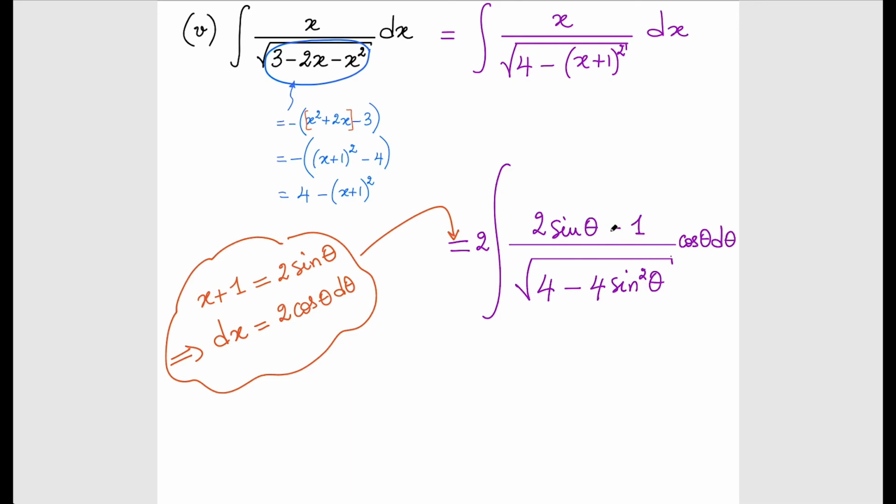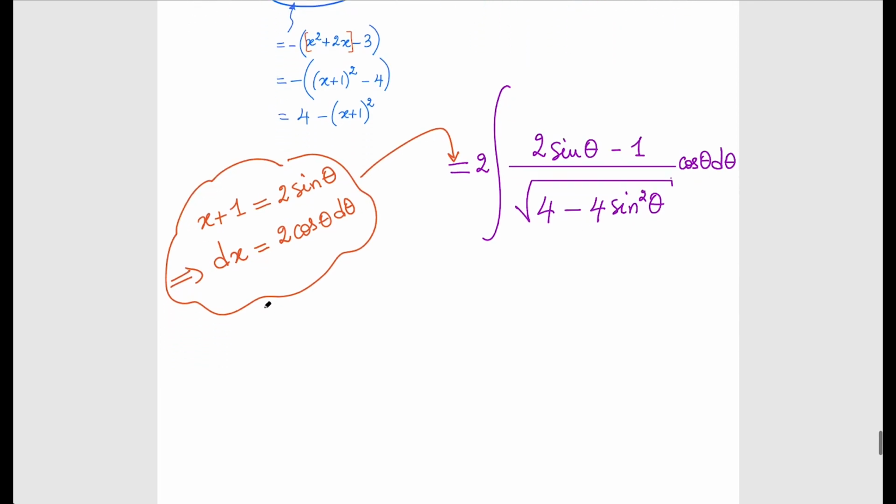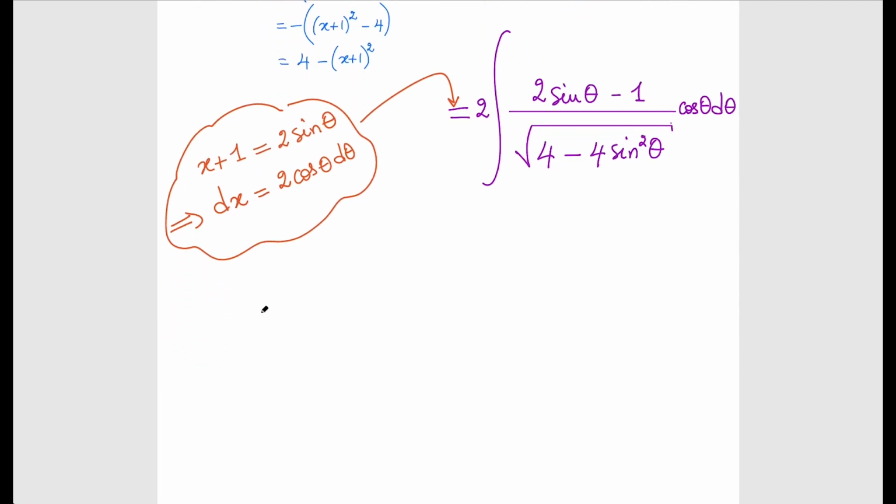Right? So we get this. Okay? Alright, and what's next? So this is equal to 2 times, what's downstairs? Can we do this quickly here for the guy downstairs? What's this guy? This guy here is equal to, if you factor out 4, the square root of 4 times 1 minus sine squared theta.